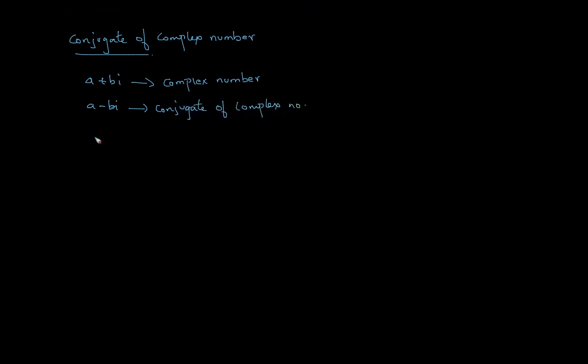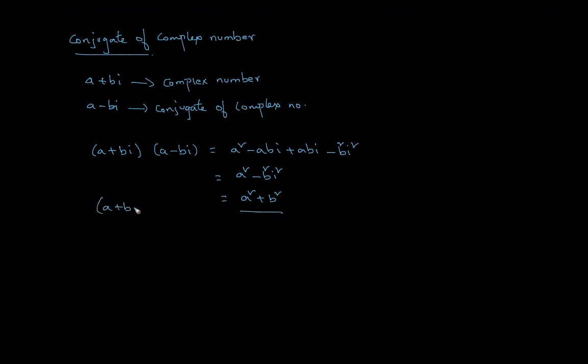If we multiply both the numbers, what do I get? a square minus abi plus abi minus b square i square. So I get a square minus b square i square. I square I know is minus 1. So a square plus b square. So when we multiply the conjugate and the complex number, we get the result a square plus b square. A very important point, guys.